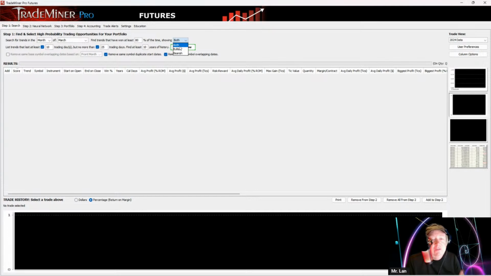Since in the futures market we can go long and short, it doesn't matter. There's no penalty, no interest, no fees. There's nothing. You can go long and short either way, so we're going to just do both. And we're going to list trends that last at least 10 trading days, but no more than, let's do 30, because I like to do a whole month.